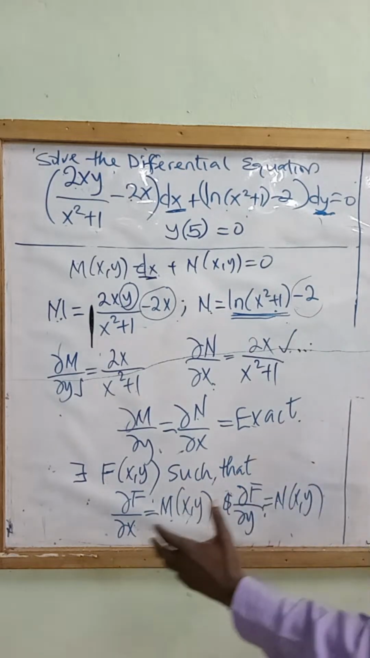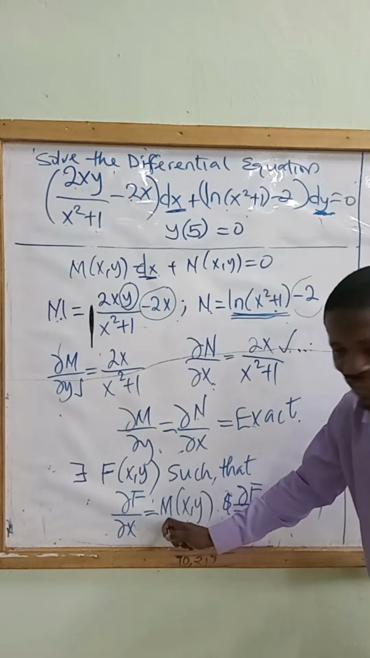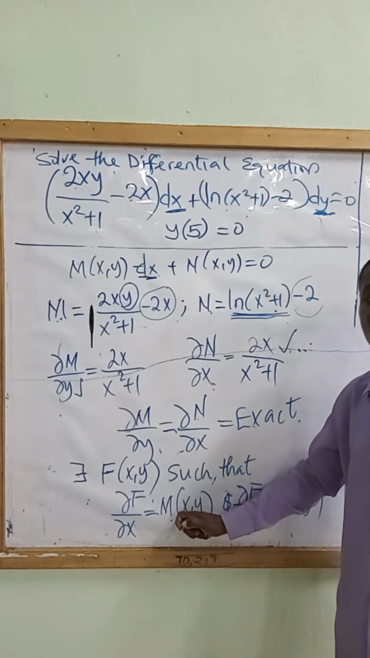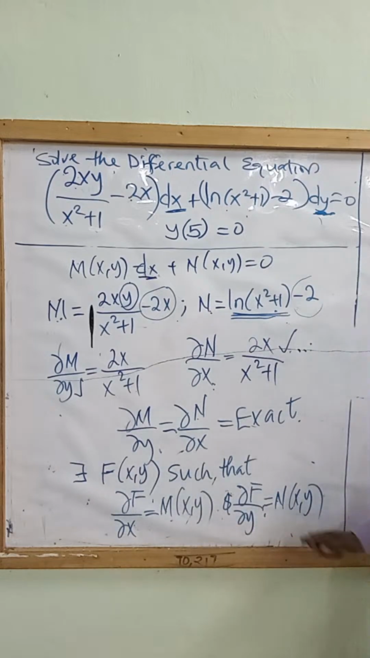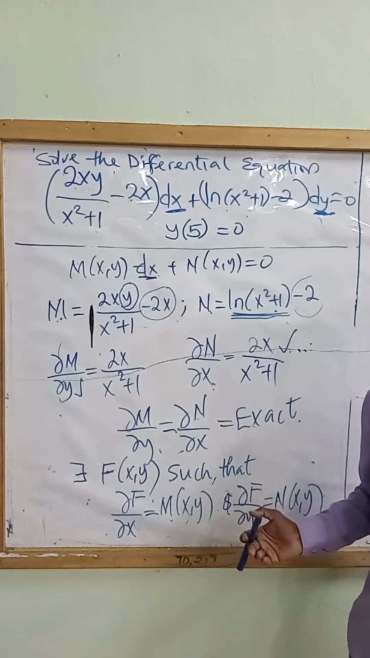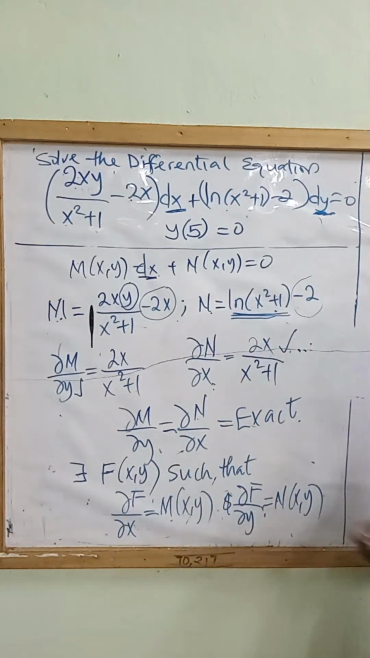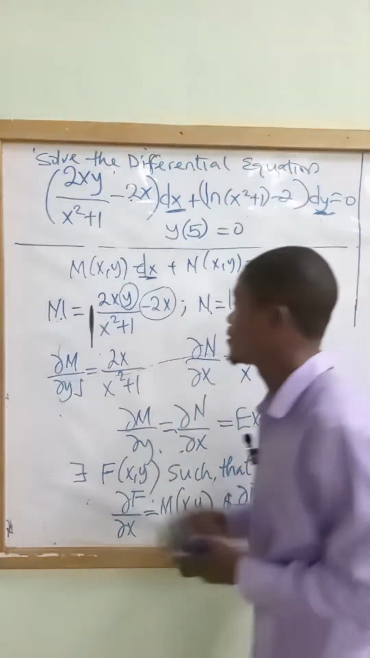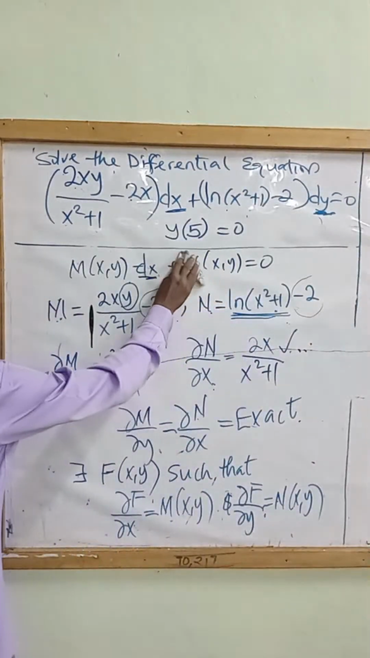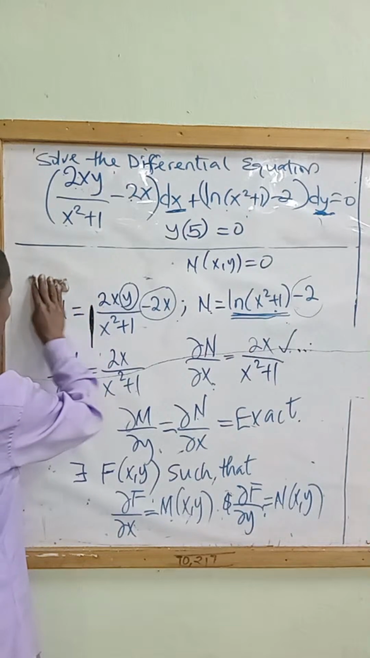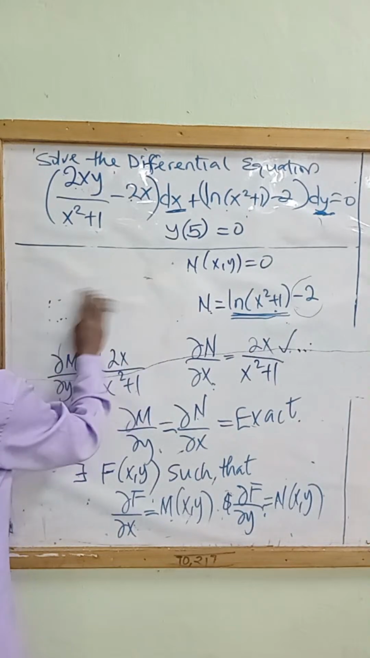So from where we stop, you can use this one to get a general solution. You can as well use the second one to get the general solution. The choice is yours. I'm going to use the first one to generate the general solution.